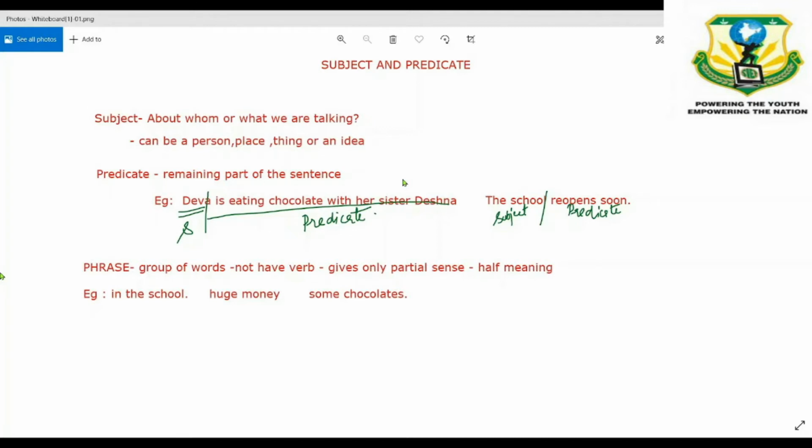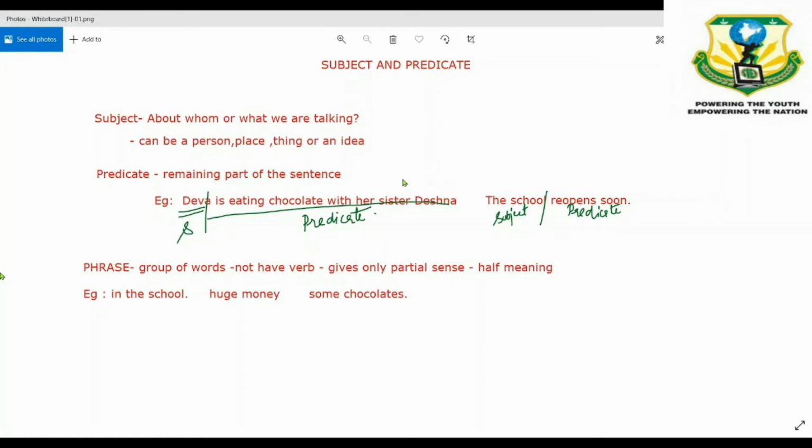For example, Deva is eating chocolate. Here we talk about Deva, and Deva is the subject and the remaining is the predicate. The second example is, the school reopens soon. Here we are talking about the school. So the school is the subject and the remaining is the predicate.